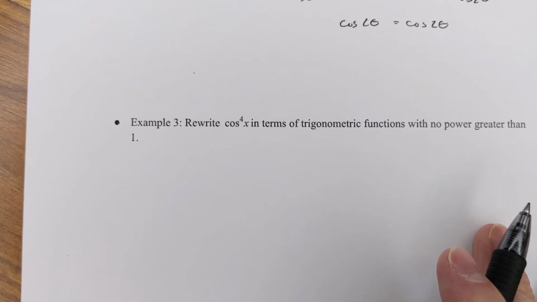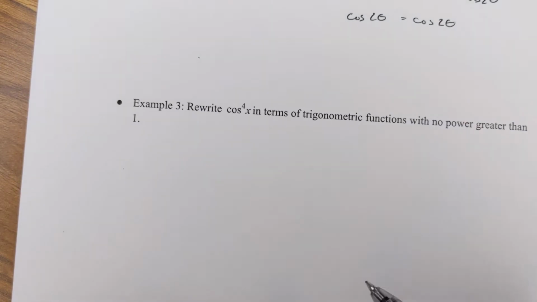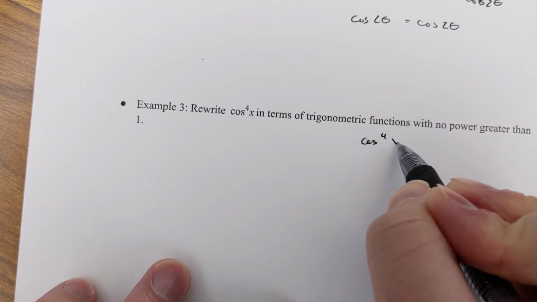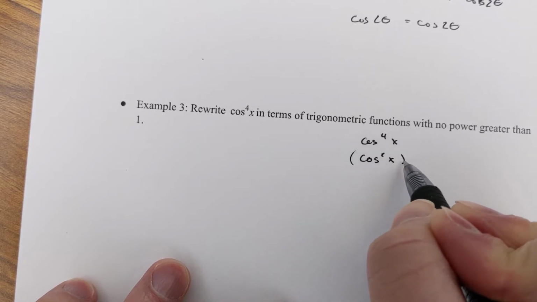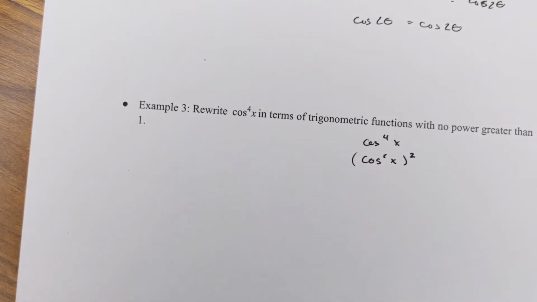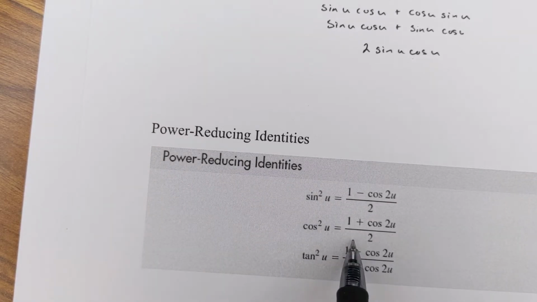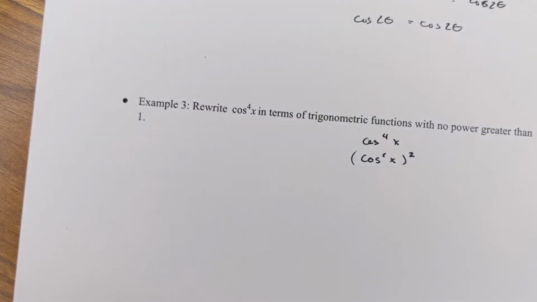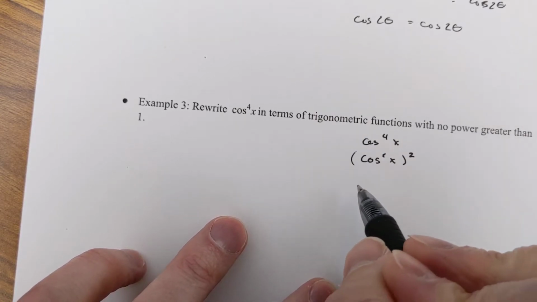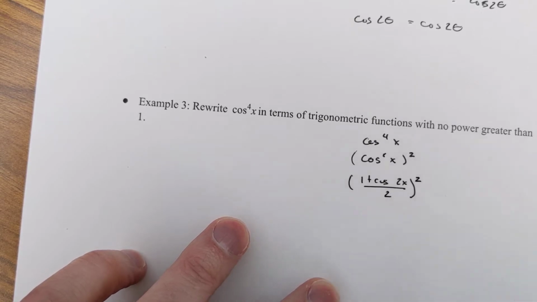All right, we want to write cosine to the fourth in terms of a trig function with no power greater than 1, which means I need to do a bunch of power reducing formulas to get everything down to the first power. The first thing I can do: cosine to the fourth is the same thing as cosine squared, squared. So I can use one of the power reducing formulas for cosine squared of x. I'm going to replace it with that stuff, so this becomes 1 plus the cosine of 2x, all over 2, quantity squared.